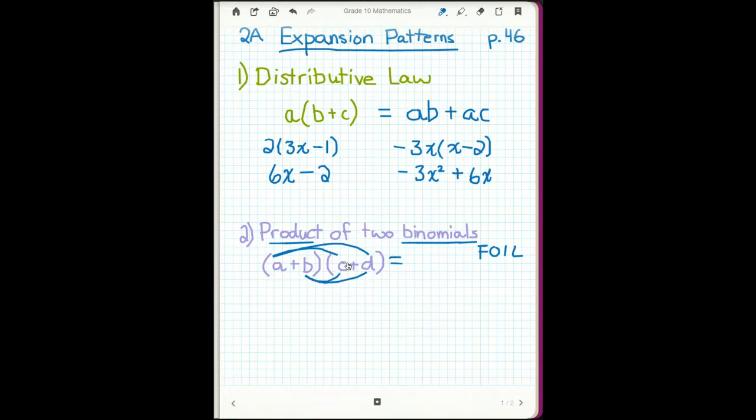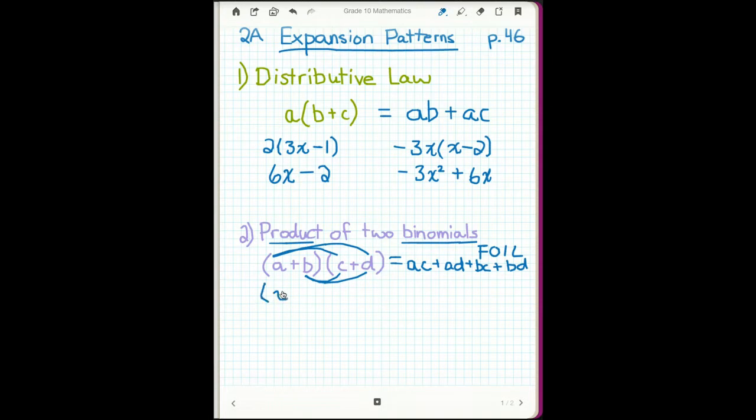So A times C for our firsts is AC. A times D is AD. B times C is BC. And B times D is BD. Okay, the point of that was to multiply everything in this bracket by everything in that bracket. Let's look at some examples.